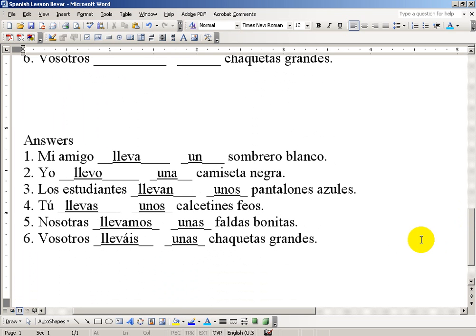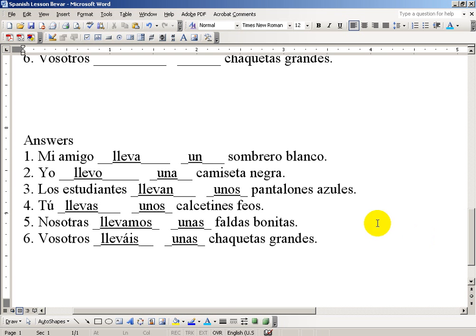Mi amigo lleva un sombrero blanco. Yo llevo una camiseta negra. Los estudiantes llevan unos pantalones azules. Tú llevas unos calcetines feos. Nosotras llevamos unas faldas bonitas. Vosotros lleváis unas chaquetas grandes.